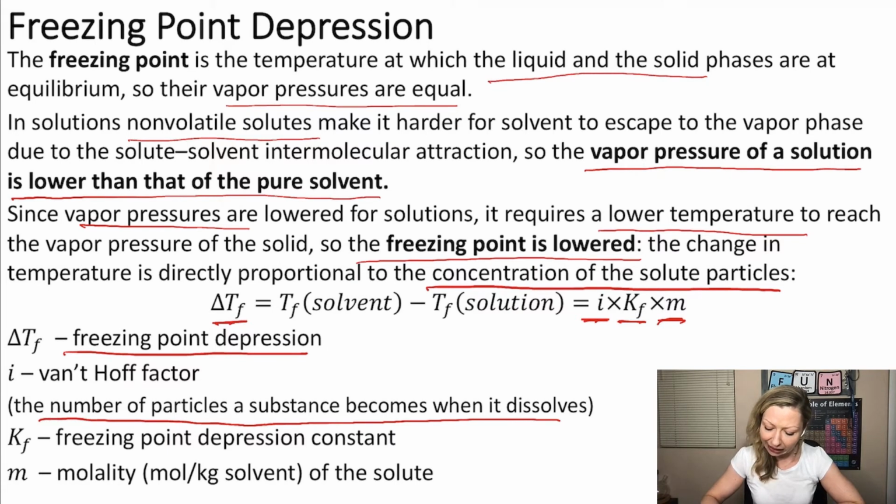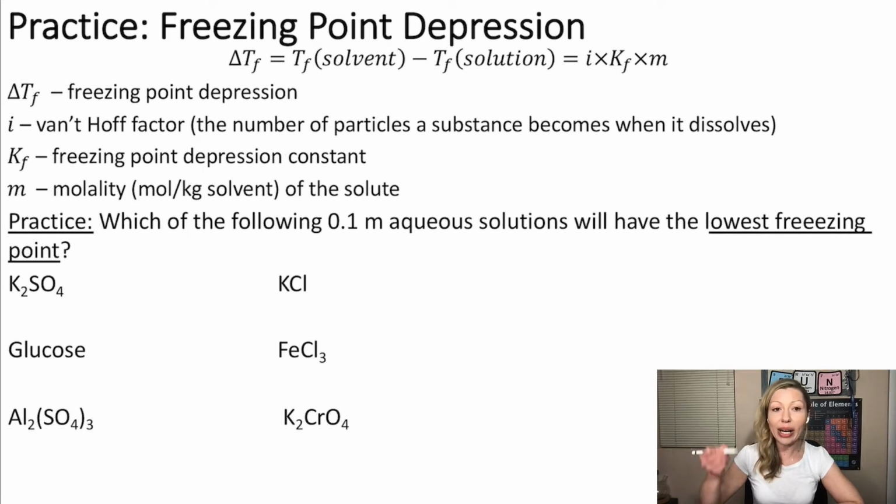Okay, so let's take a look at some examples. Let's try to figure out which of the following 0.1 mole aqueous solutions will have the lowest freezing point. So the biggest change in freezing point. Here we know that it depends on the molality, which is actually a constant right here. We have the freezing point depression constant, which is again a constant. So delta T sub F is only going to depend on i, the Van't Hoff factor. So how many particles we are going to have when we dissolve a substance.